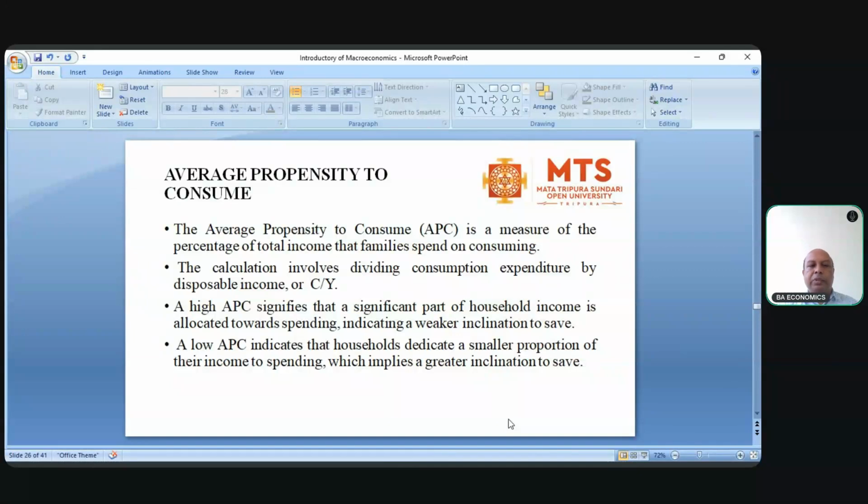So basically, we assume that for poor families or those families who have less income, APC level is high. So whatever income earned, the maximum money or whole money they want to spend because they have a shortage of funds. But in case of rich people, whatever money earned, they don't spend. In this case, a large portion of money they want to save. So savings level is very high in case of low APC.